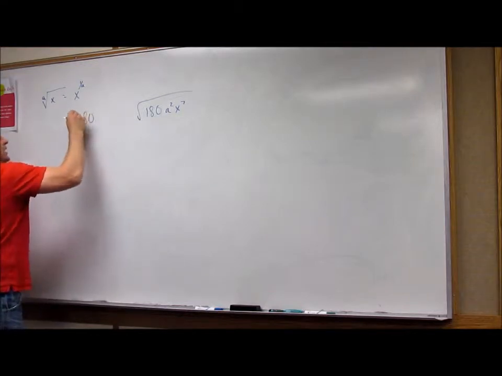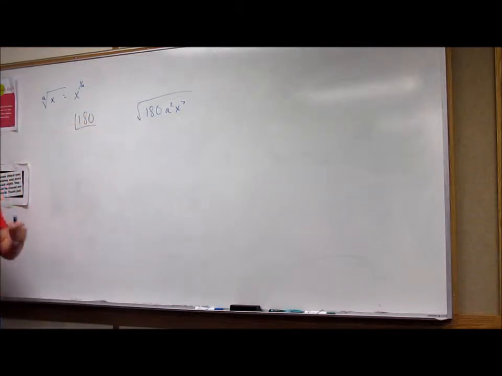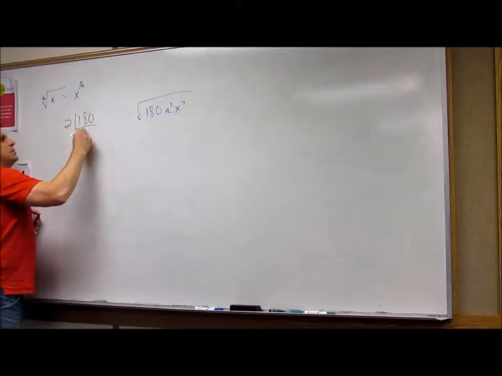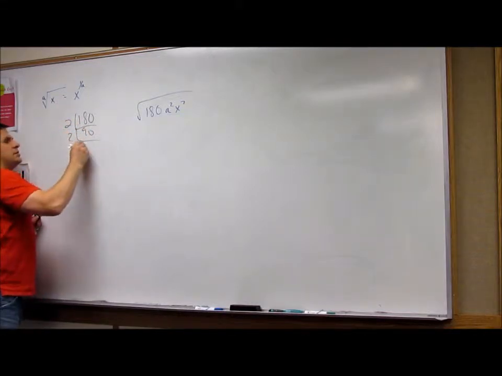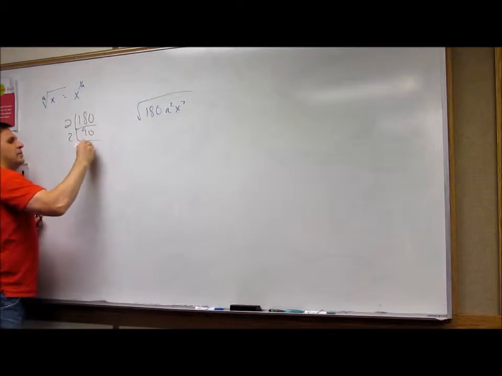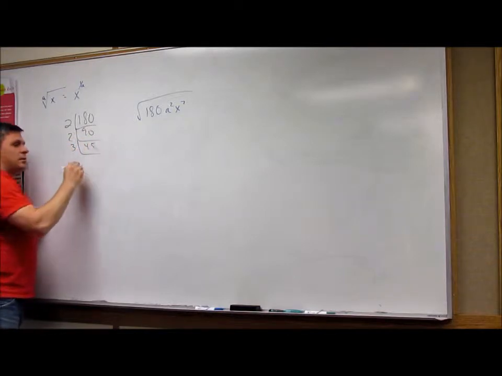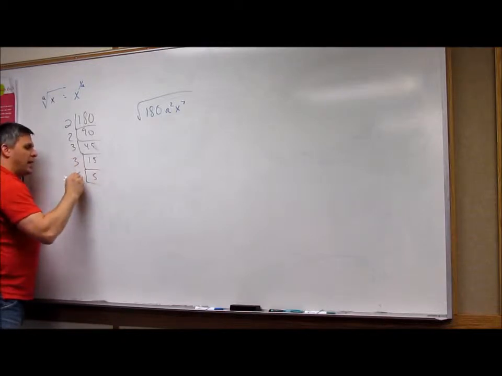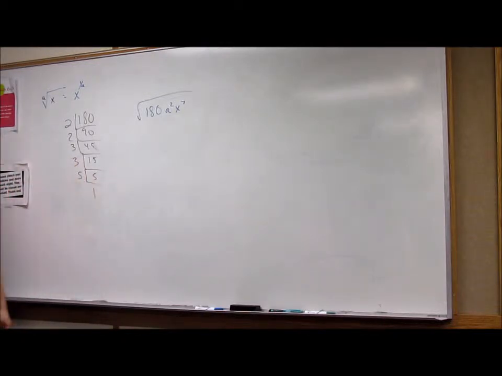And how do we break it down? Prime factorization. Break it down, upside down division, all the way down. 2, 90, 2, 45, 3, 15, 3, 5, 1, and you're done. Okay? So, what do you have?